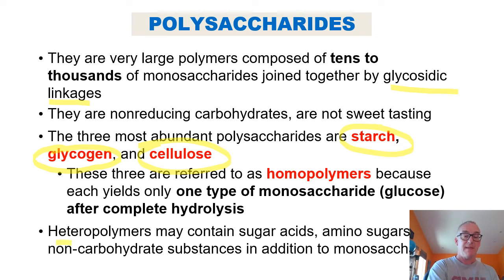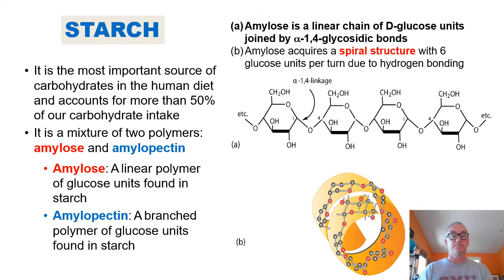Heteropolymers may contain all sorts of other things. They could have sugar acids, amino sugars, non-carbohydrate substances. They could be phosphorylated, they could have sulfate groups, all sorts of different things. But these particular polysaccharides are homopolymers that are just made from glucose, but put together in different ways.